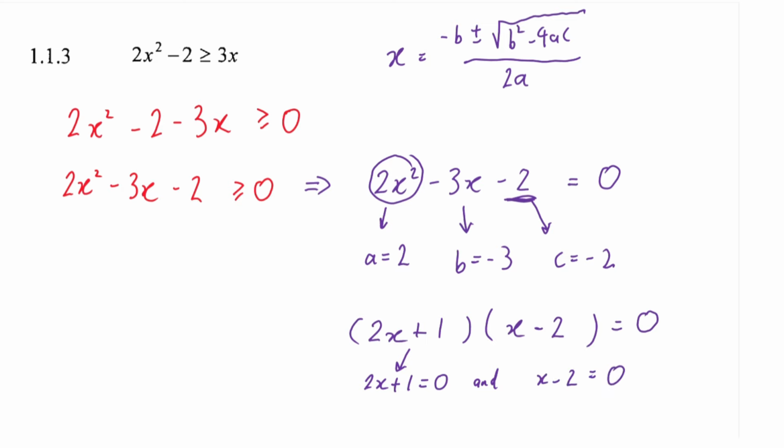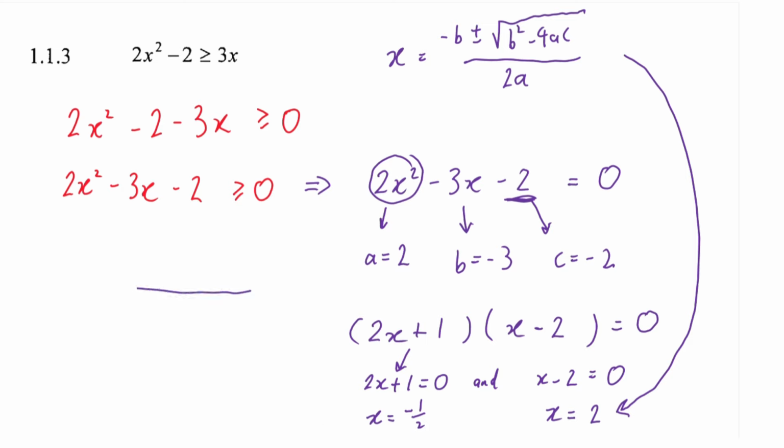This tells us that x is equal to, if I solve it, minus 1 over 2. And here I have x is equal to 2. If I use the quadratic formula or my calculator, I'll end up with the same 2 answers. I'm now going to use my 2 answers to plot a parabola.